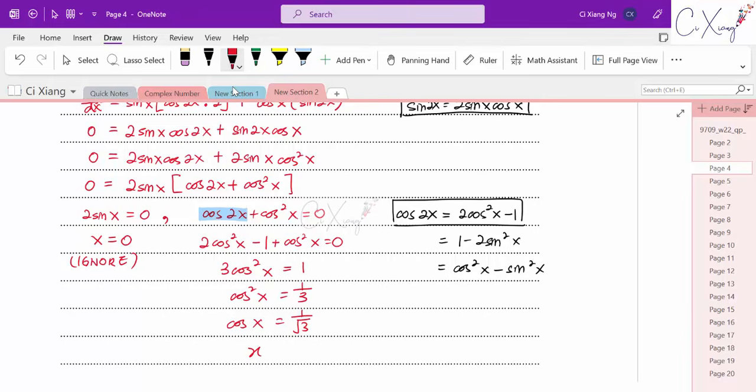And from here, if I take inverse cos, then I will get 0.955, correct to 3 significant figures. Our answer should be in terms of radian because the range given just now in the question is also in terms of radian. Right, so this is how we solve this question.